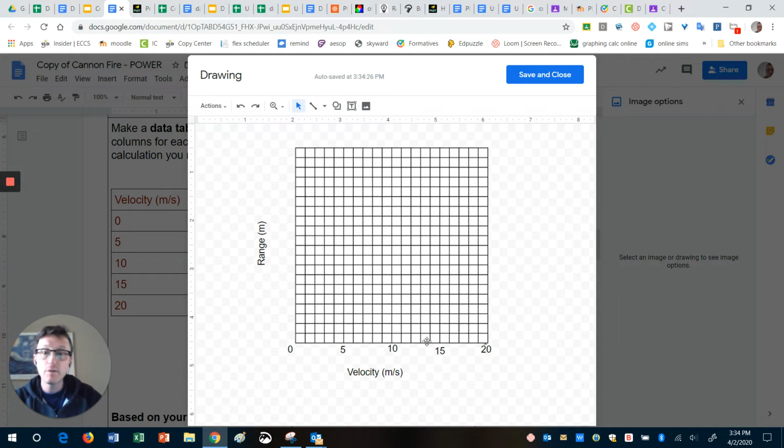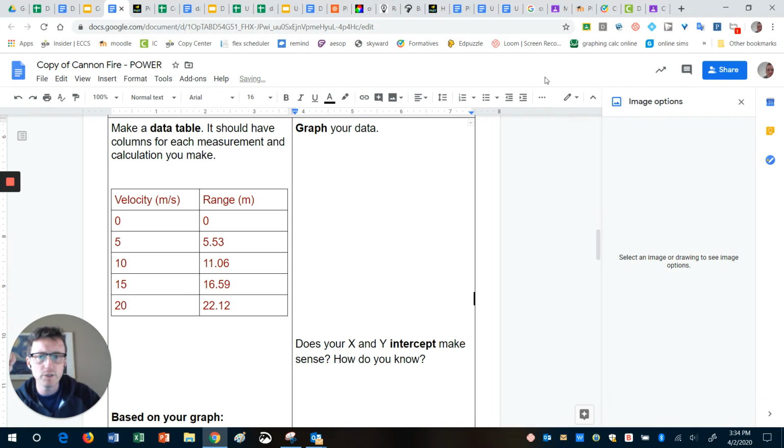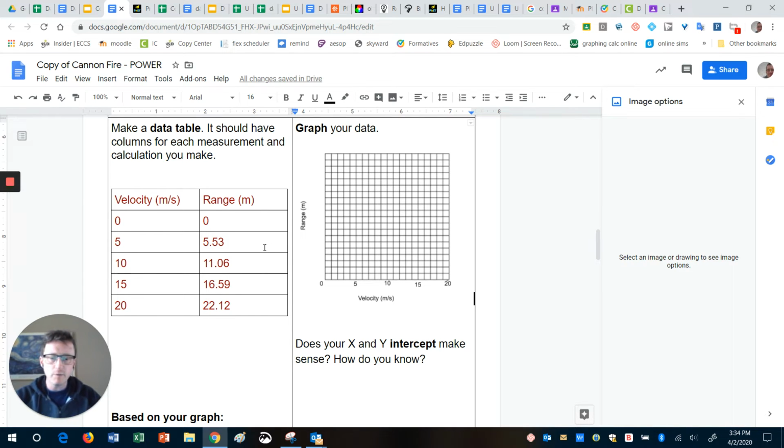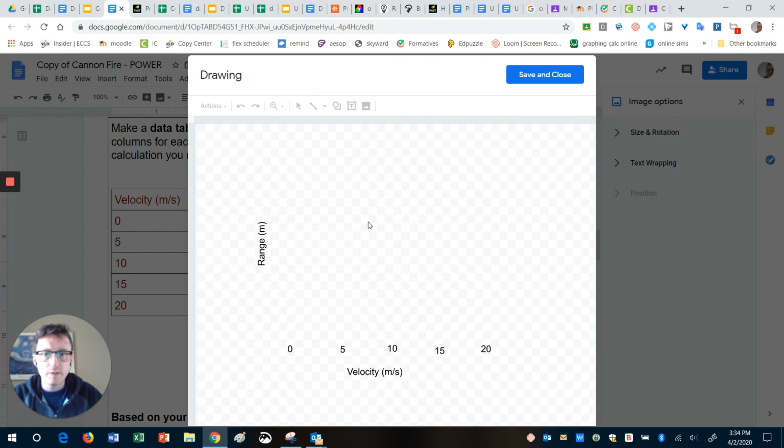Now for the range. I'm going to save and close this because I need to know what numbers I have for range. I'm going to write down real quickly what my numbers are for range. I got 0, 5.53, 11.06, 16.59, and 22.12. Now, here's a problem for us. I'm going to double click on my picture again.